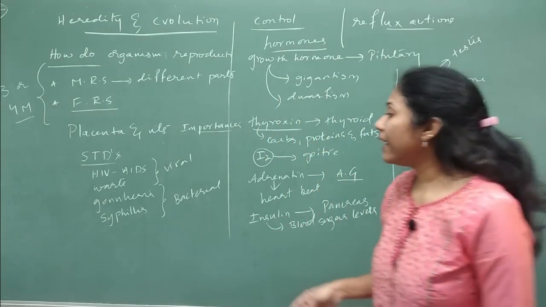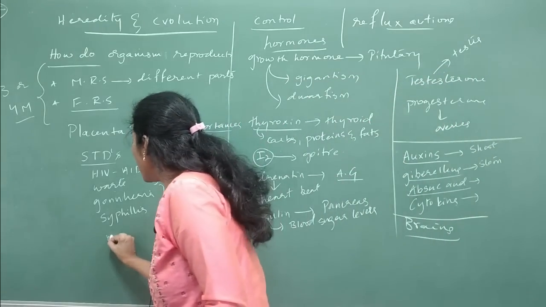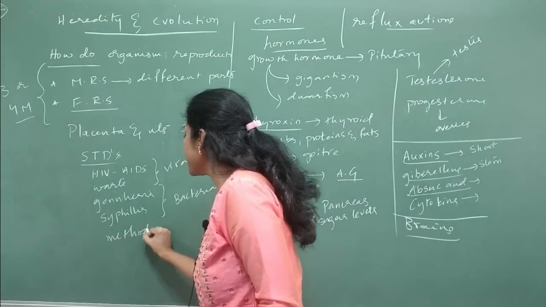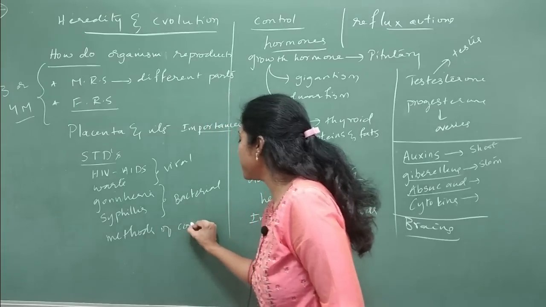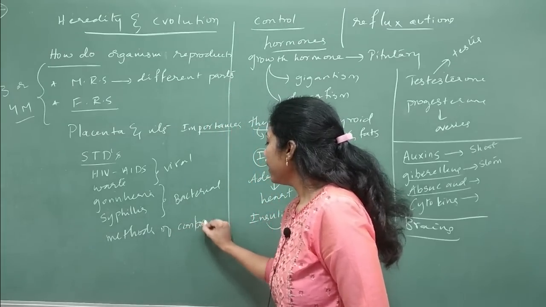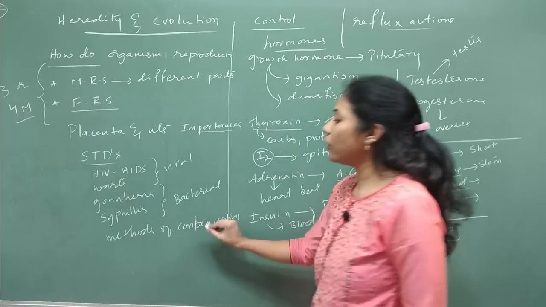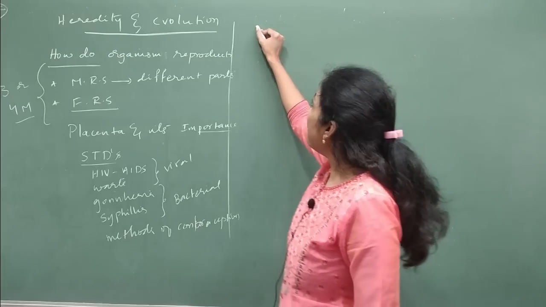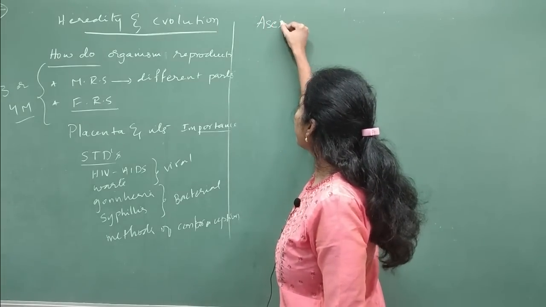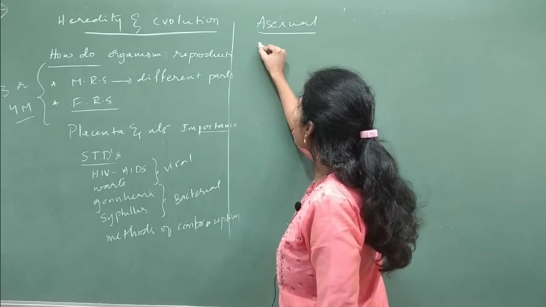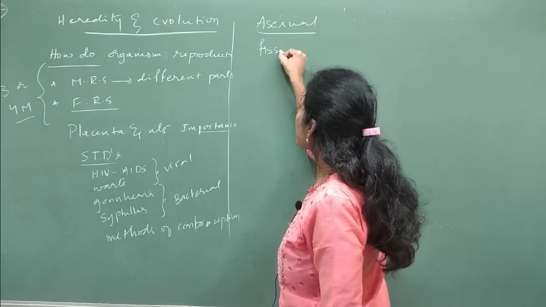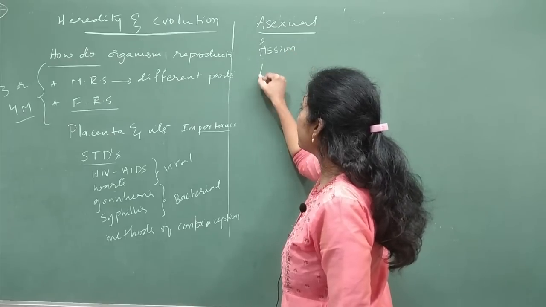Okay, and other than this, methods of contraception you should be knowing. Like barrier method, surgical method, all of them you should have an idea about. Apart from this, asexual reproduction methods. Fission is there, binary fission is there, that you don't forget.